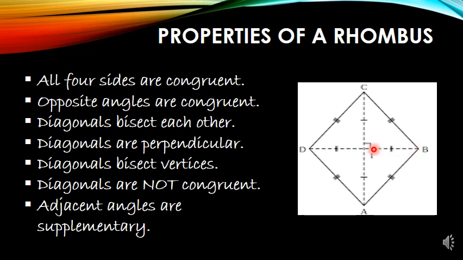And the diagonals bisect each other. That means DI is equal to IB, IC is equal to IA. So these are all the properties of a rhombus.